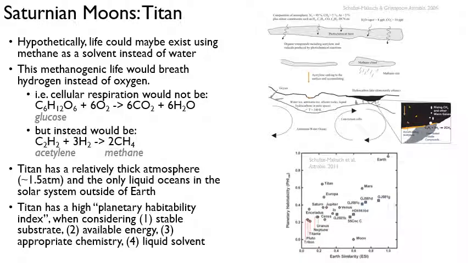And so when you consider that you have a rocky, stable substrate for life to live on, it's quite warm, so you have enough energy to power the chemical reactions needed for life, you in principle could have this methane-based chemistry, and you have this liquid solvent. That gives Titan a relatively high planetary habitability. If you use these four conditions here as your criterion, then in terms of planetary habitability, Titan beats out everything else in the solar system that you'd consider, and even several exoplanets.